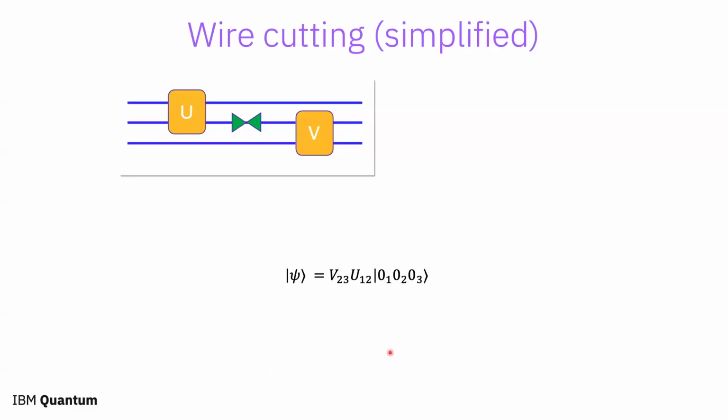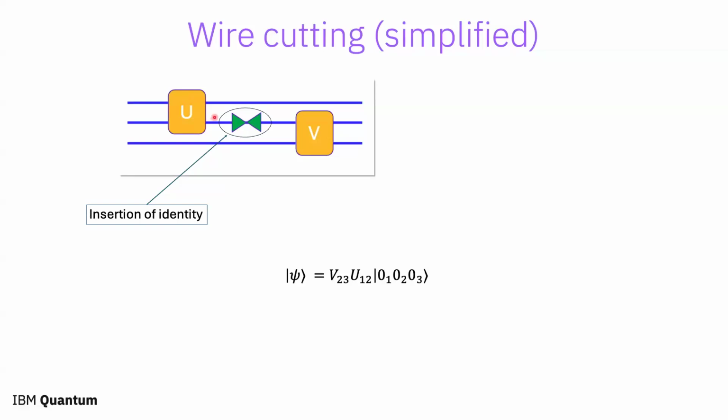The other thing is wire cutting. So let's first look into a simplified notion. I'll talk about what the simplification is in some time. So let's say I have a 3 qubit circuit where there are 2 gates, U and V. Mathematically, I can write it down like this: all of these 3 start in 0, so 0, 0, 0. And you have this U gate acting on qubits 1 and 2 and V acting on qubits 2 and 3.